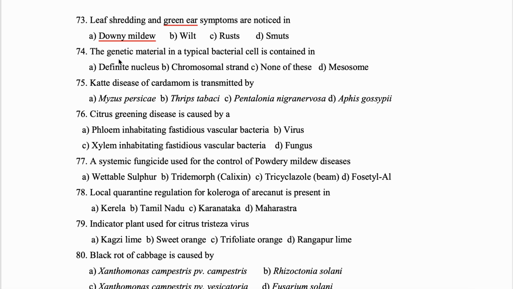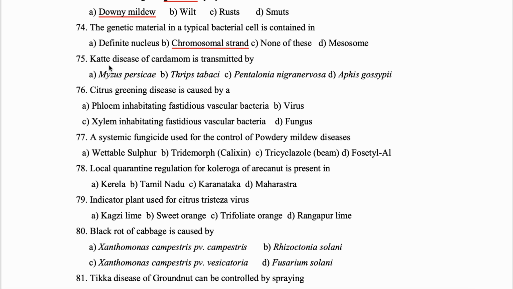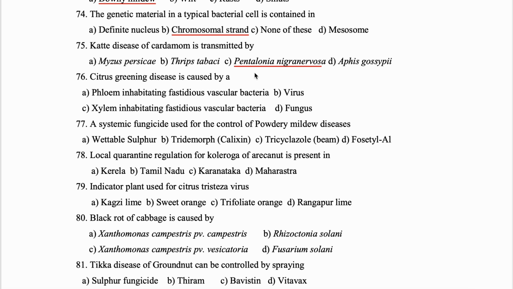Question 74. The genetic material in a typical bacterial cell is contained in chromosomal strand. Question 75. Katte disease of cardamom is transmitted by Pentalonia nigronervosa, which is also called black aphid. Okay. Question 76. Citrus greening disease is caused by a phloem inhabiting fastidious vascular bacteria.